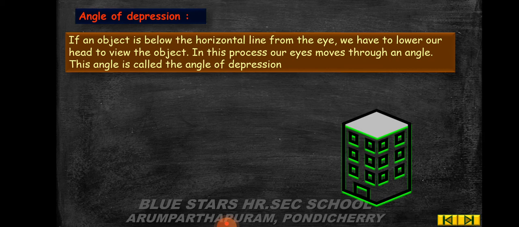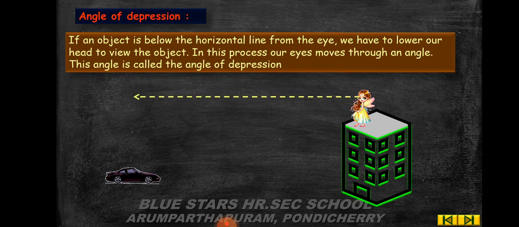We can see one building. On the top of the building there is an angel and there is one car. So the horizontal line from the eyes, and you can see the car downwards. So from the eyes to the car there is another line, that is called angle of depression, that is theta 2.